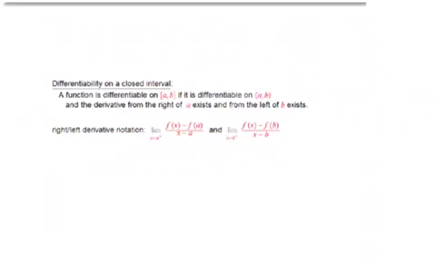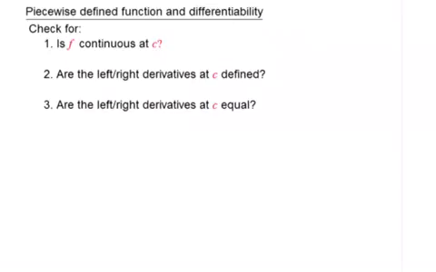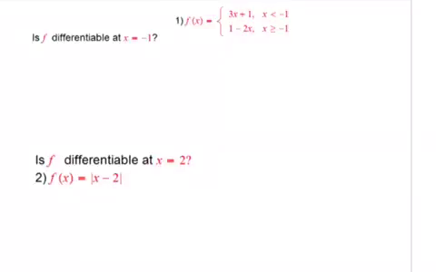So how does that look algebraically then? We say that the slope from the right and the slope from the left must be the same. If they're not the same, then it's not differentiable at that point. So for piecewise functions, we first need to look, is it continuous? Yes or no. Are the left and right derivatives the same? If they are, then we have a function that's differentiable. So here's a piecewise function.